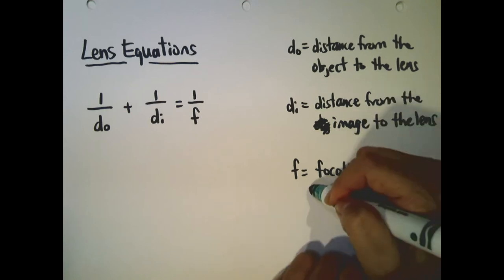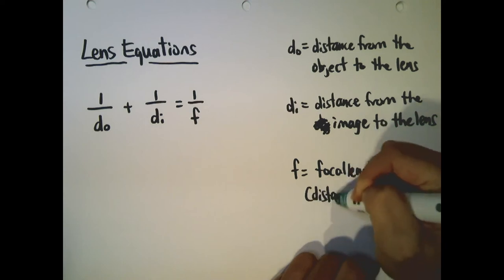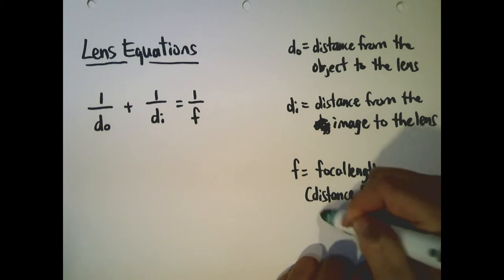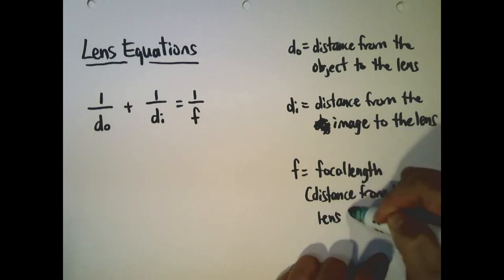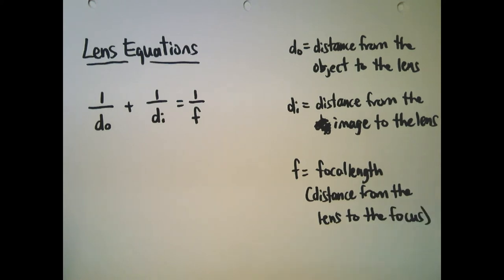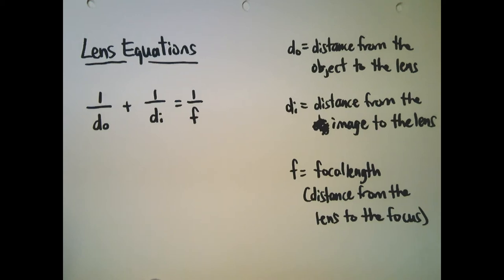And that is pretty much the distance from the lens to the focus. Perfect. Now you'll notice I talked about distances. So yes, it is going to be measured in meters. However, if you're measuring in centimeters, then everything should be in centimeters. Or if you're measuring in meters, everything will be measured in meters. So you have to keep your units consistent.